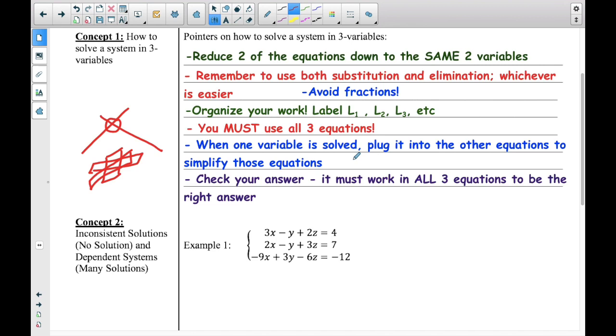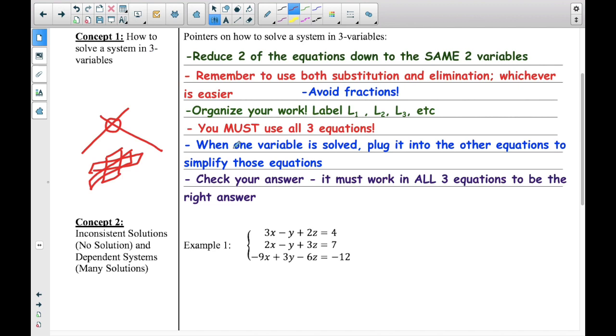Finally, when you check your answer, it has to work in all three equations to be the right answer. Kind of getting back to what we were talking about over in the margin here, if you're only checking in two of them, then it's only working for two of your planes. But in order for it to work for all of them, you have to check it in all of them.